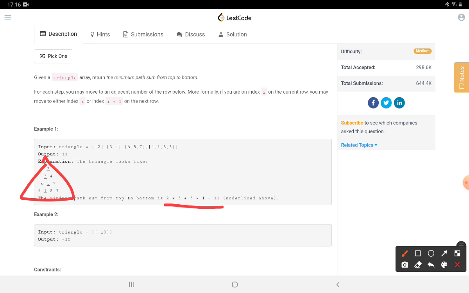And the rule for traversing this triangle is that when you move down a row, and if you are at the ith index, you could move down to the ith index in the row below it, or you could move down to the (i+1)th index. So these are the only two ways through which you can move down the triangle. I am going to discuss a recursive approach for solving this problem. Let's take a look at it.